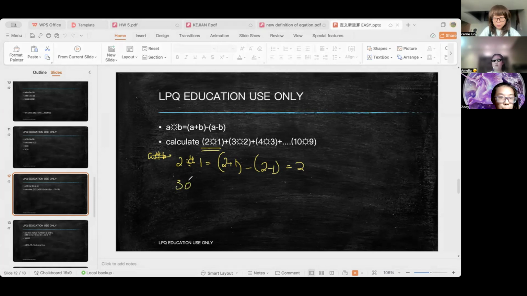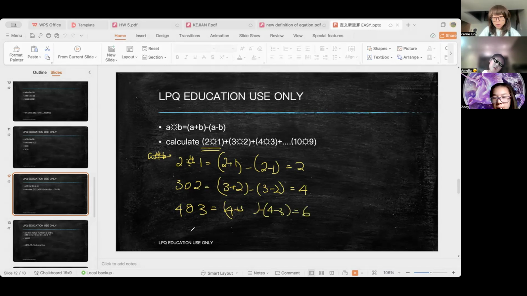Second one, 3 sunshine 2 equals 3 plus 2 minus 3 minus 2 equals 4. 4 sunshine 3 equals 4 plus 3 minus 4 minus 3, so equals 6. Okay, so Amelia, could you please make a guess? 5 sunshine 4 equals what? 8. Very good. And we can make a guess. So 10 sunshine 9 equals what?